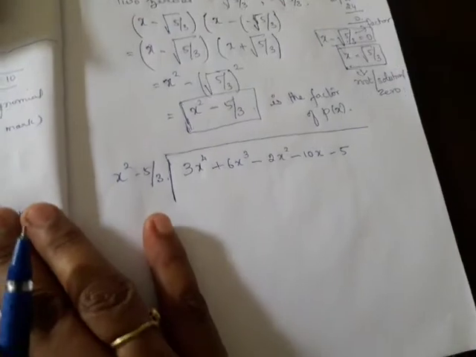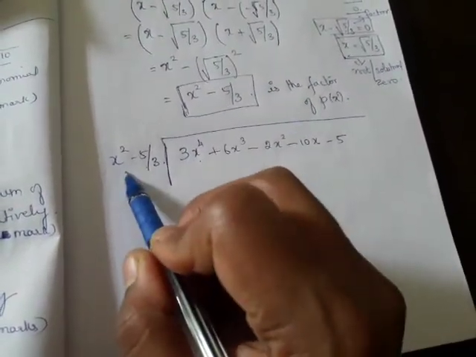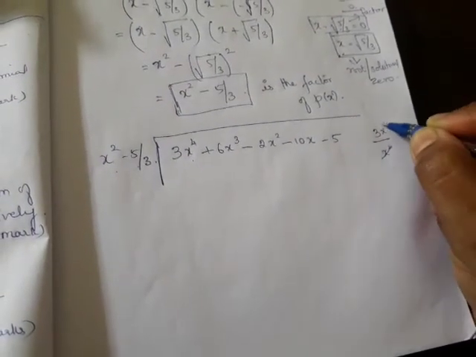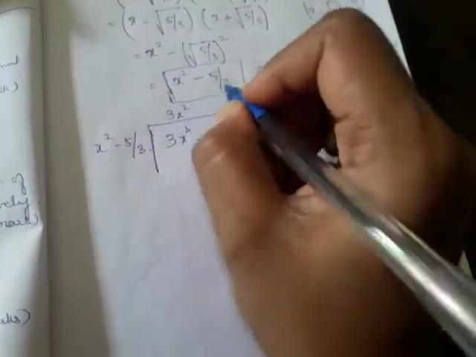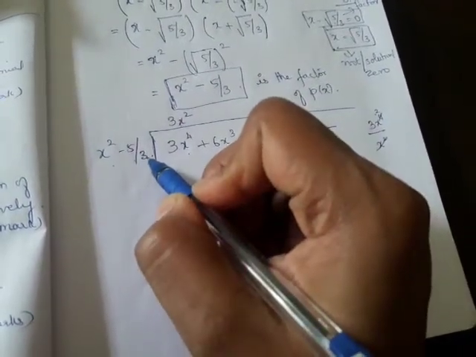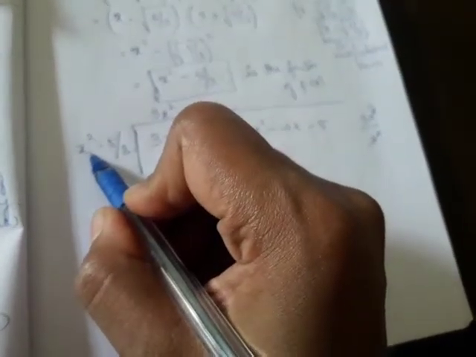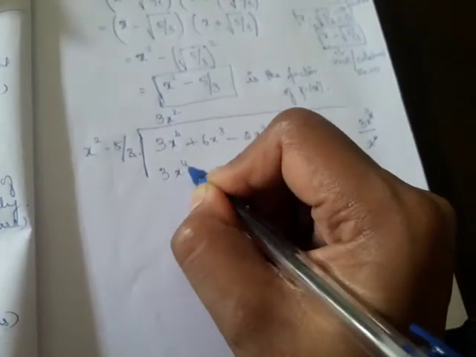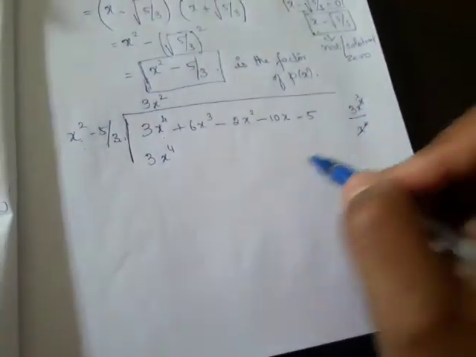The procedure is same. What we will do? First, take the first term of the polynomial and divide it by the first term of the divisor. So, 3x power 4, if I divide by x square, I will get 3x square. So, 3x square will be the first term of the quotient. Now, keep multiplying each and every term of the quotient with each and every term of the divisor. 3x square into x square, what you will get? 3x power 4.